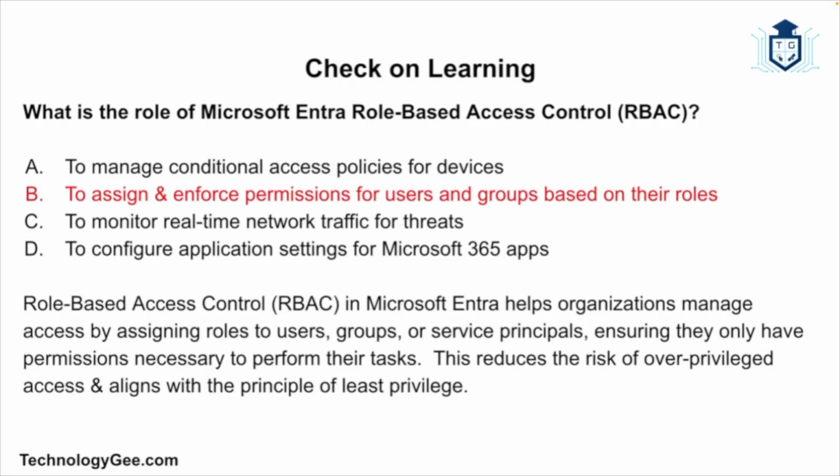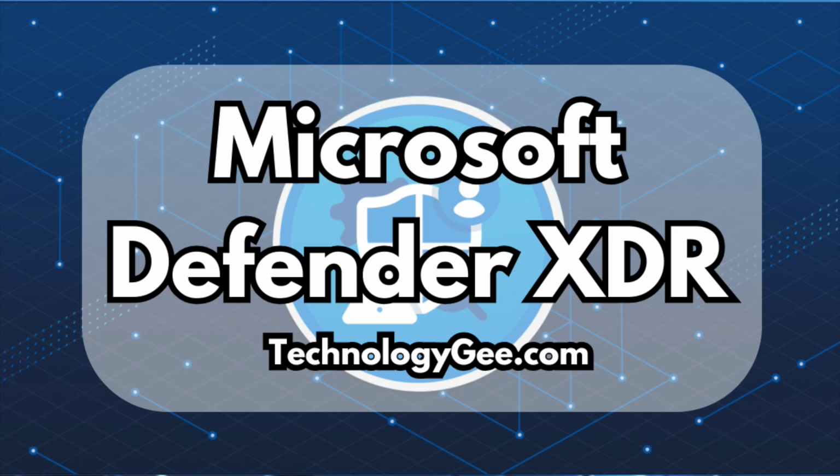So role-based access control in Microsoft Entra helps organizations manage access by assigning roles to users, groups, or service principals, ensuring they only have permissions necessary to perform their tasks. This reduces the risk of overprivileged access and aligns with the principle of least privilege.